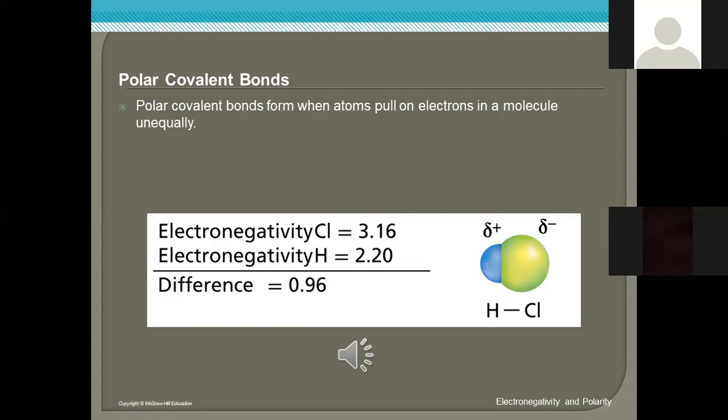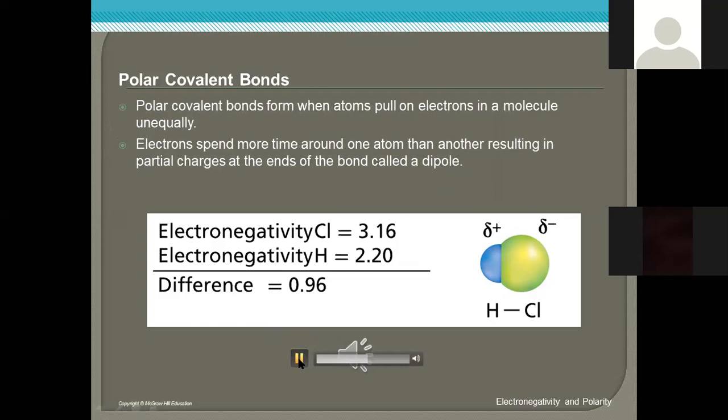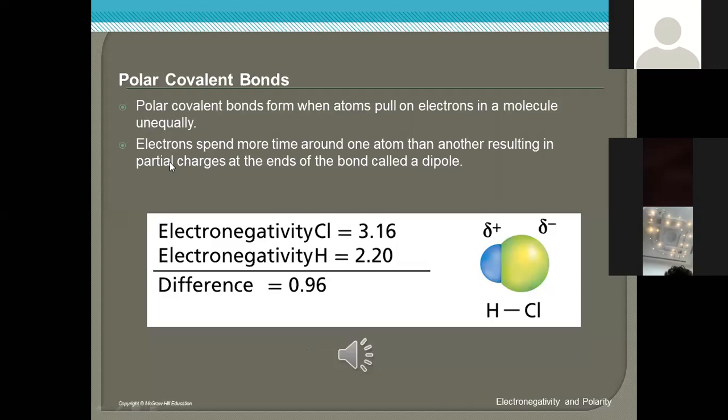Okay, after that, listen. Electrons spend more time around one atom than another, resulting in partial charges at the ends of the bond, called a dipole. It's called a dipole. This end is called partial positive, and this is called partial negative. At the ends of the bond, called a dipole. Called what? A dipole.